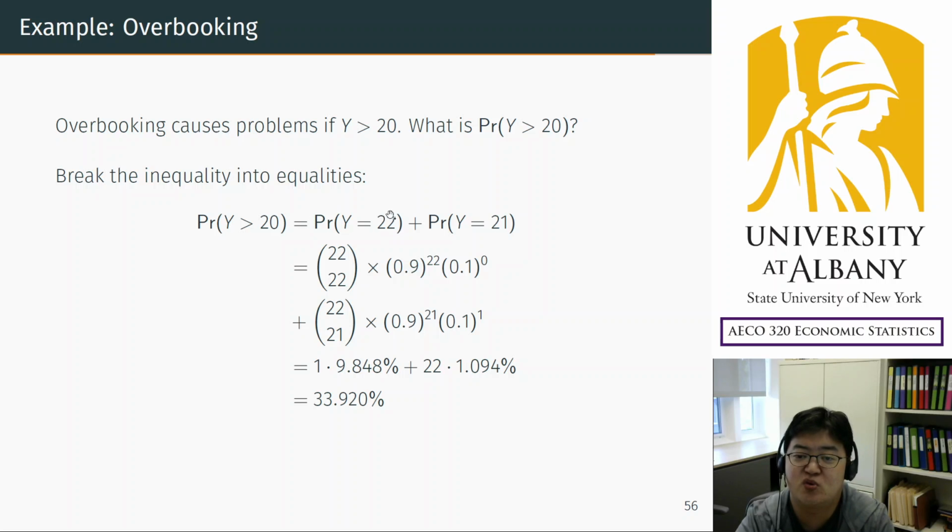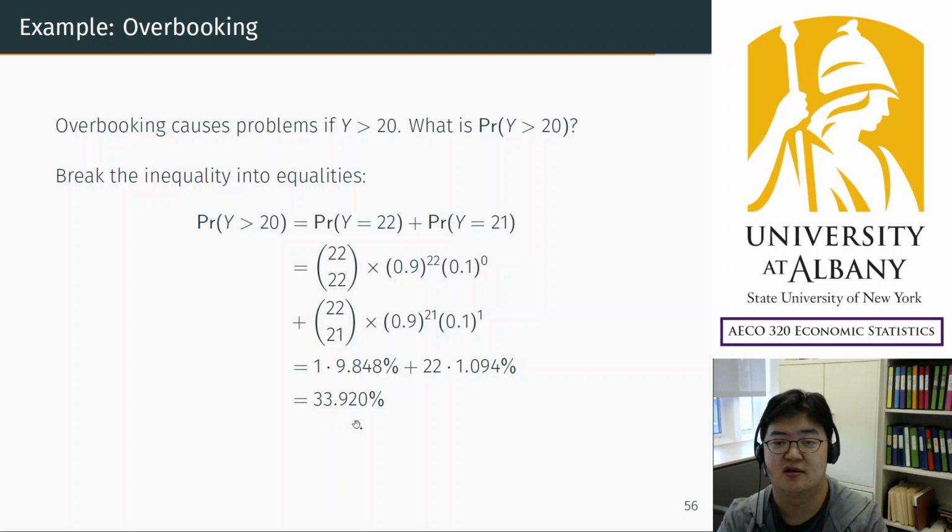The probability for 22 is calculated this way: 22 choose 22, and then success happens 22 times and failure happens 0 times. So this is gone. And for 21, use the formula again: 22 choose 21, and then success happens 21 times and failure happens 1 time. Then simple algebra will result in 33%, which is quite high.